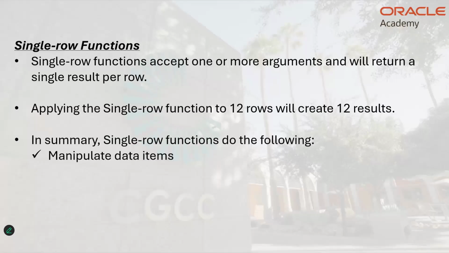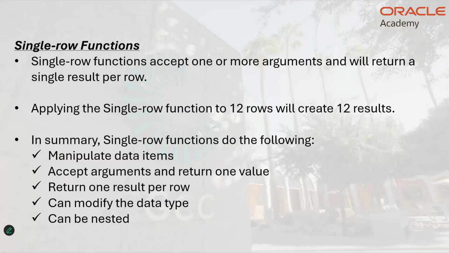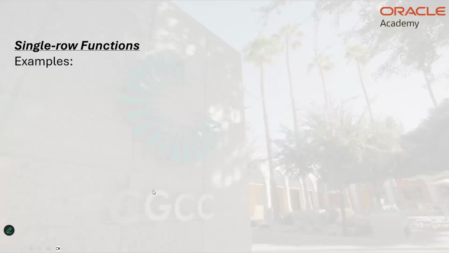So to summarize the single row function: you can manipulate data, you can accept arguments and return one value, you can return one result per row, and you can modify the data type. And they can be nested, which means you can run a function within a function. We're going to get to that, so don't panic about those. I'm going to show you some examples now.